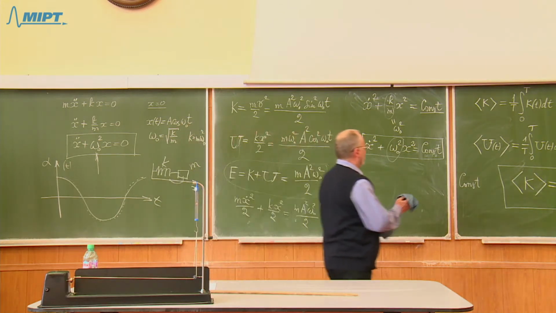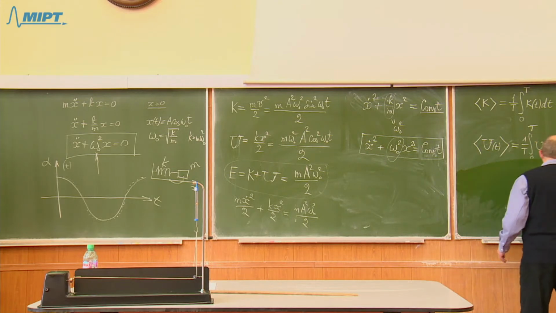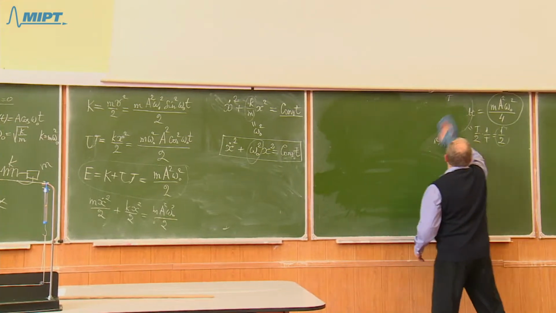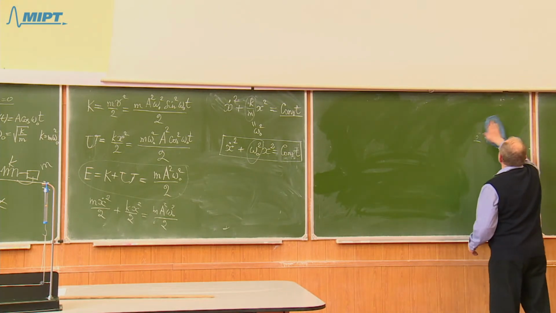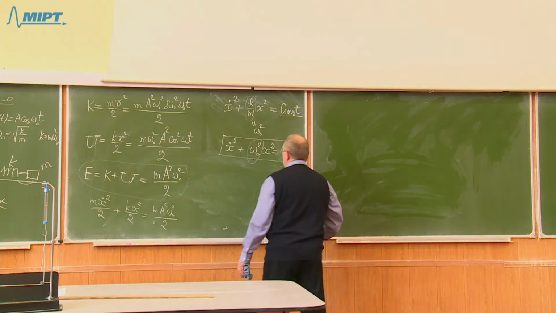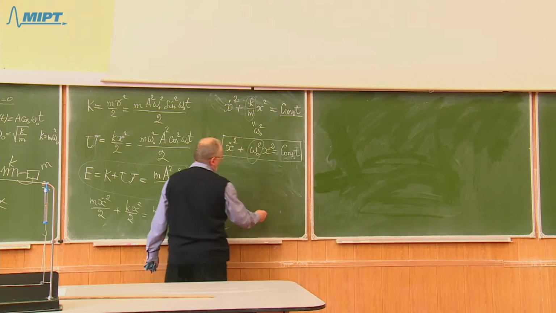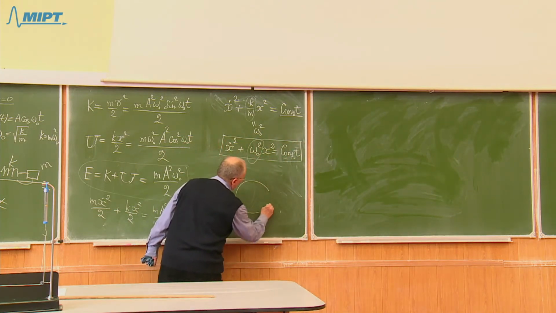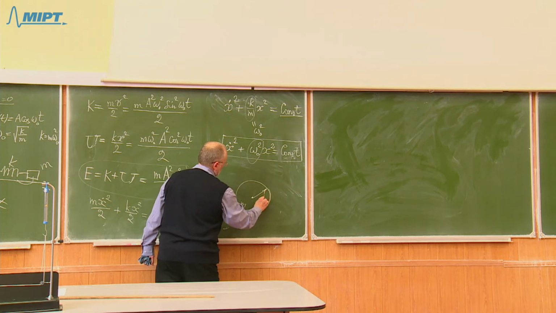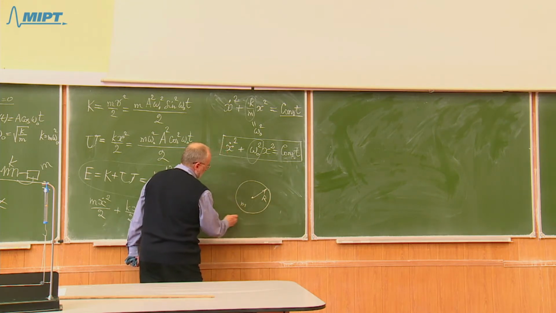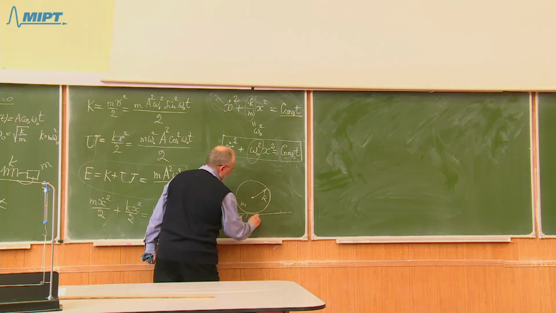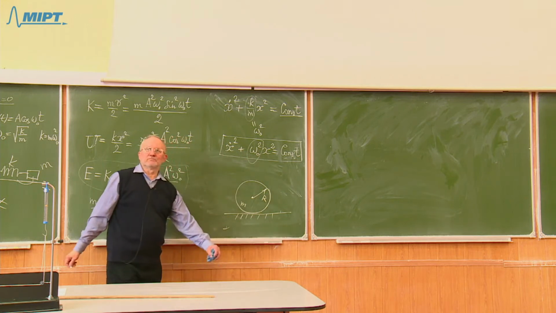Let's consider some example. It's not very simple, it's very complicated, but it will be simple because energy consideration sometimes gives you a powerful tool to solve problems. Let's consider such a problem. Let it be a uniform disk of mass m and radius r. And this disk can roll without slipping.